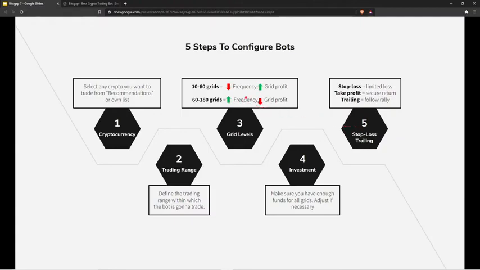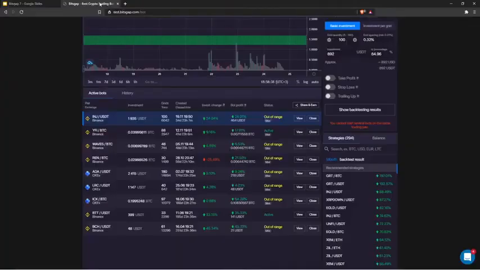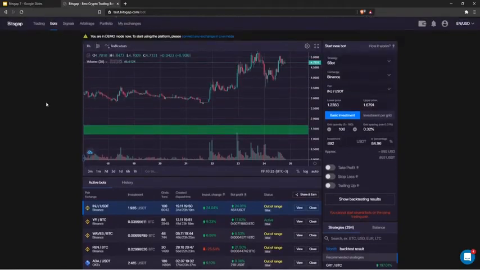So let's dive into this, and we will go to the Bitsgap platform here. Notice that I am already in the bots section. All you have to do is log in and click on bots over here.